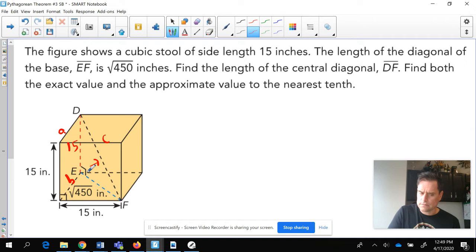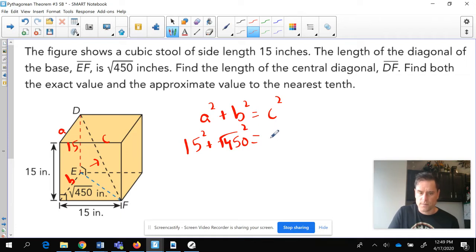That looks a little unique. How do I go about solving that? That looks kind of weird. Well, let's just check it out. So we know, first, we always start with our formula: A squared plus B squared equals C squared. And we know that A is 15, and we're going to square that. And we're going to take the square root of 450, and we're going to square that. And you're like, oh, that part doesn't really make sense. We'll cover that in a second. Equals C squared.